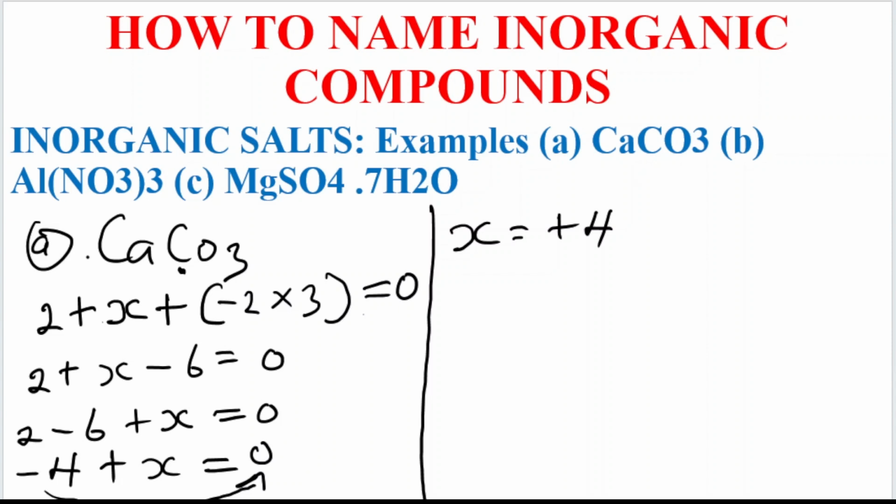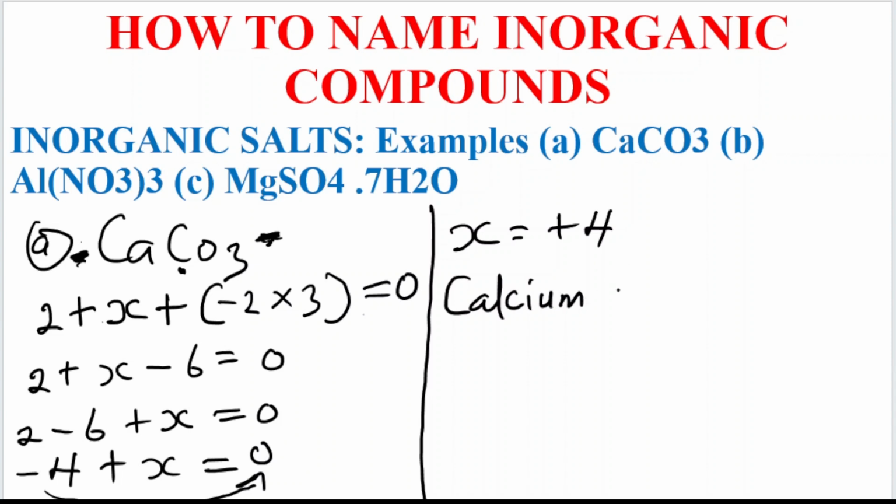Then how can we name this? Let's take this part to be the front side, and this side to be our back side. In naming inorganic salts, we start from the front and then we move to the back. The first one at the front is calcium, so write calcium. Then we move to the back. Remember that I told you that 3 is tri, and oxygen is oxo.